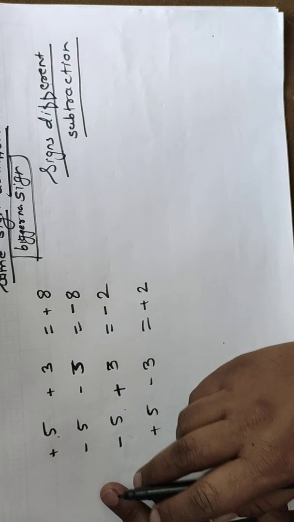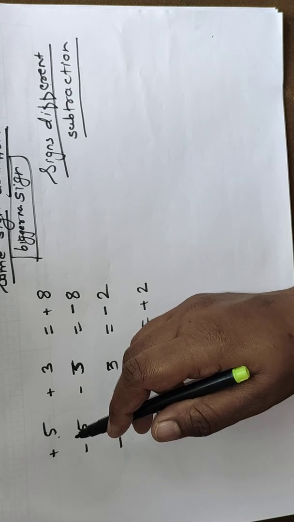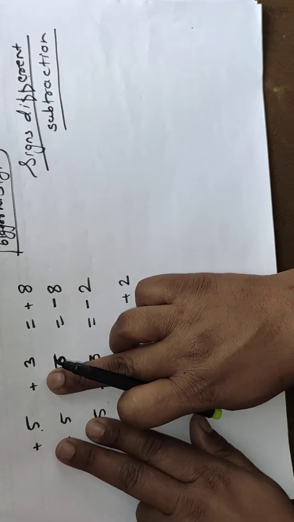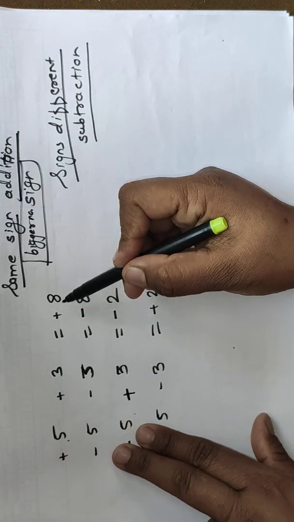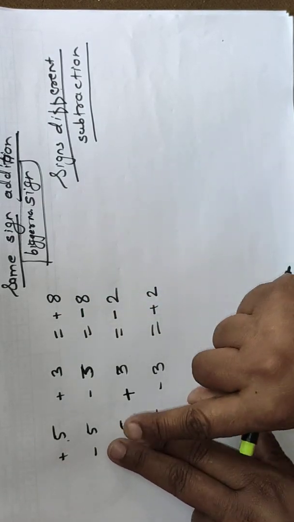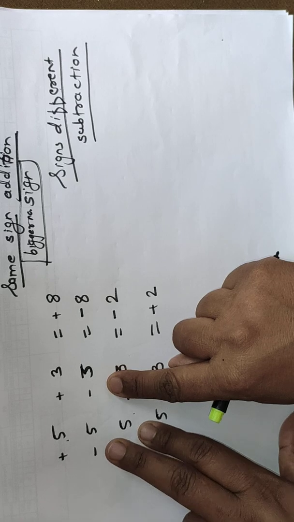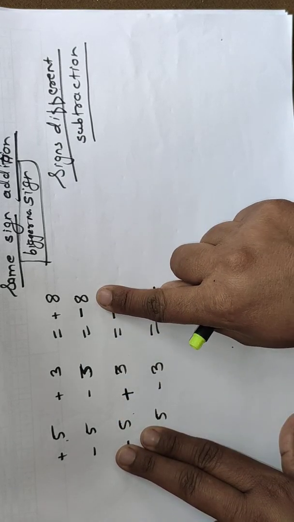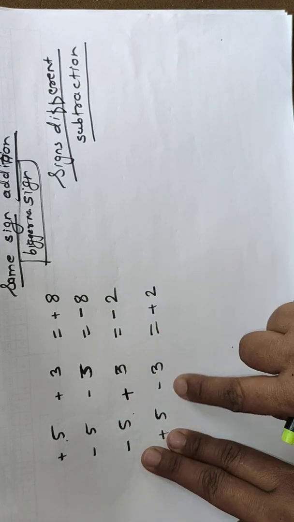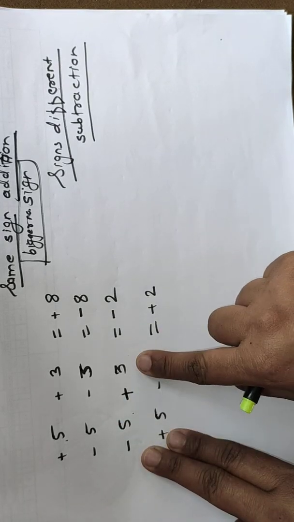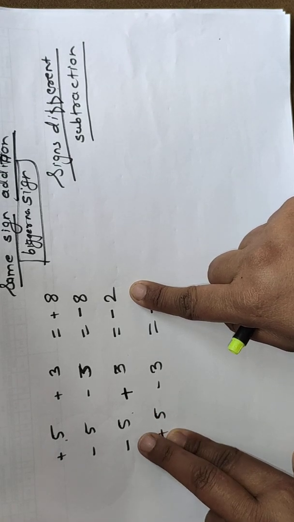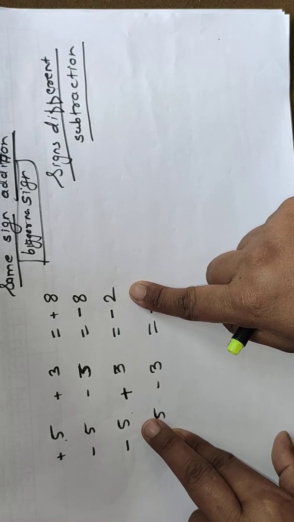Okay, so here what I said: if the signs of two numbers are the same, plus and plus, we have to do the addition and give the sign of the bigger number. If both are negative, negative 5 and negative 3, the sign is also the same, so we do the addition and give the sign of the bigger number. In the third example, the signs are different, so we have to do the subtraction and give the negative sign, because the bigger number is negative here.